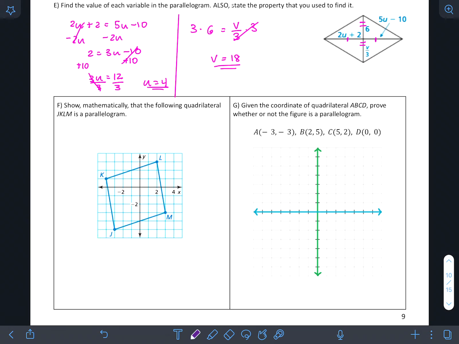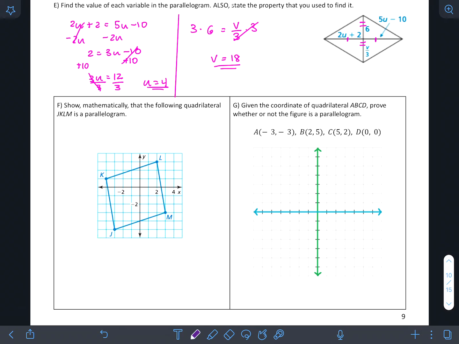The way that we're going to do this comes back to what the definition of parallelogram means. A parallelogram, by definition, is a quadrilateral where opposite sides are parallel to each other. So what we need to test and have some mathematical way of proving is that LM is in fact parallel to KJ, and that KL is parallel to JM. So that's our entire purpose in this problem.